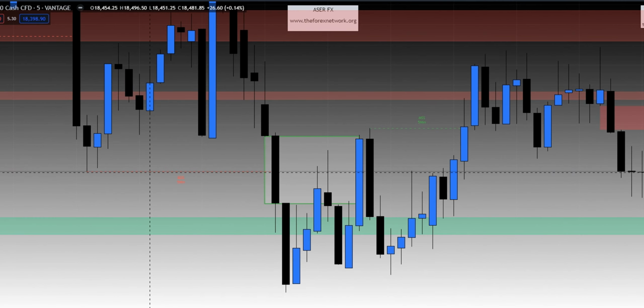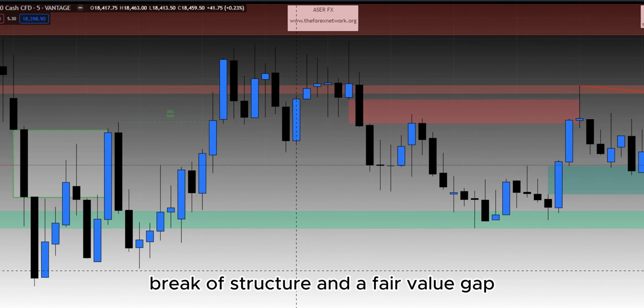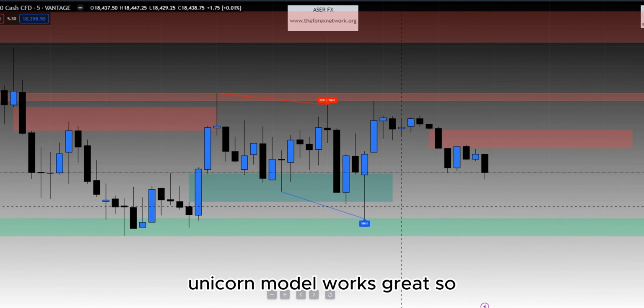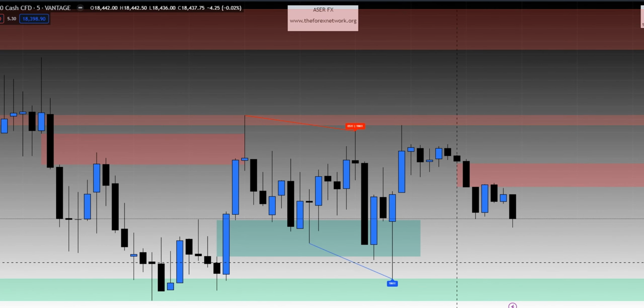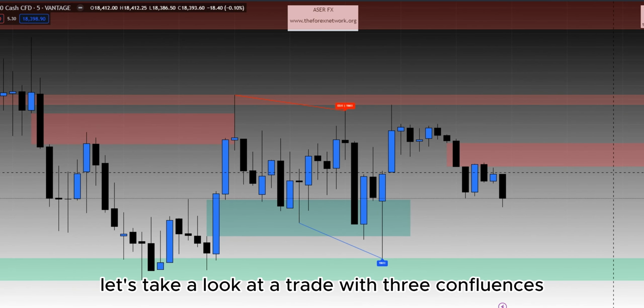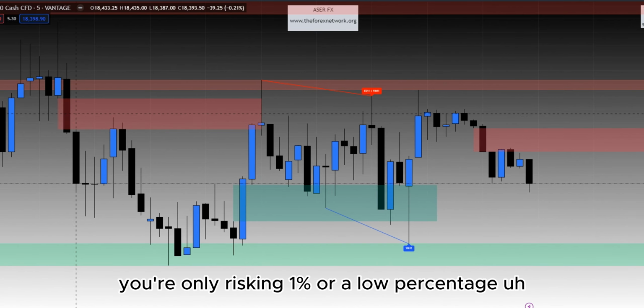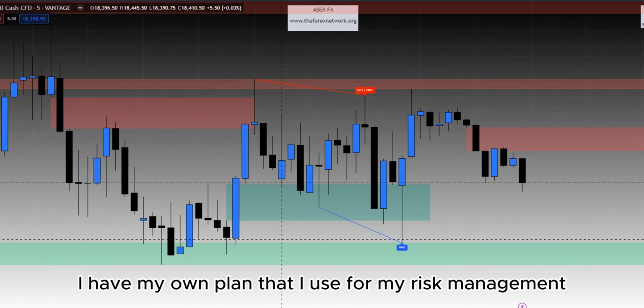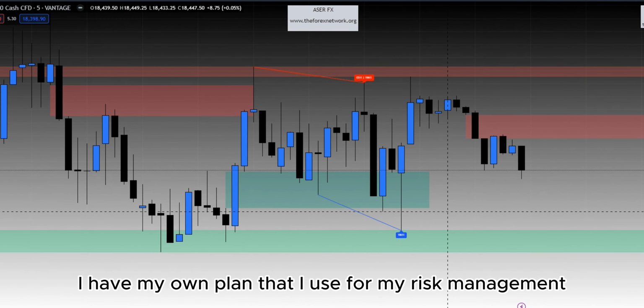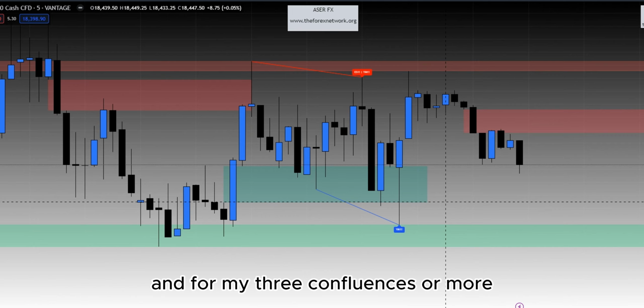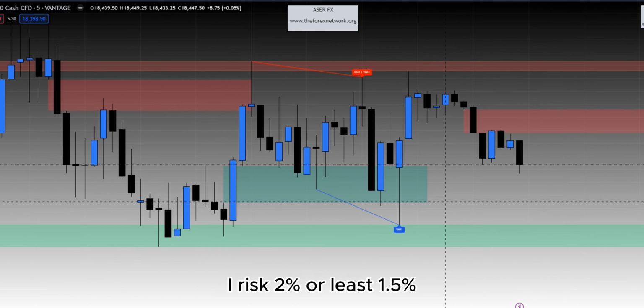Two confluences, break of structure and a fair value gap. The unicorn model works great. So let's take a look at a trade with 3 confluences. Let's say you have 2 confluences. On the 2 confluences, you're only risking 1% or a low percentage. You can make your own plan. I have my own plan that I use for my risk management. And for my 3 confluences or more, I risk 2% or at least 1.5%.